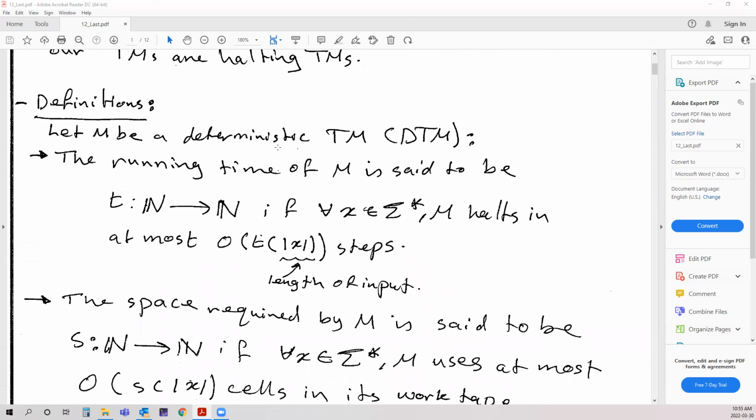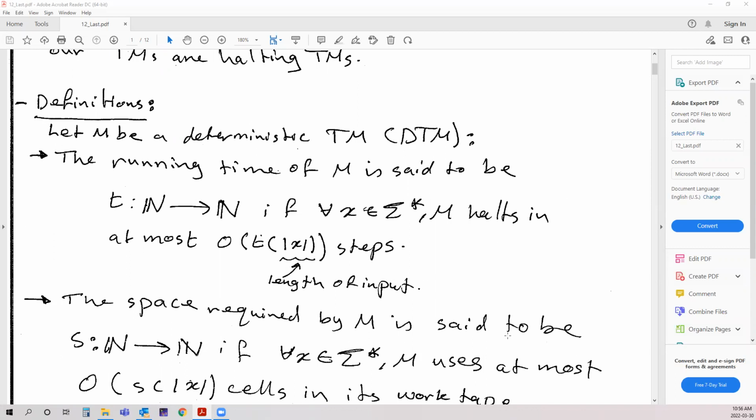So, definition. Let M be a deterministic Turing machine, DTM. The running time of M is said to be T, from natural number to natural number, if for all x belonging to sigma star, M halts in at most big O of T of the length of input steps. So the main factor in the complexity is the length of input.